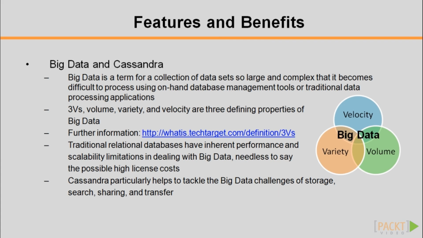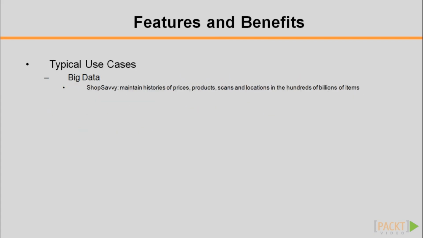Okay, we've seen so many features and benefits. Let's look at some of its real-life use cases. Cassandra is perfect for big data applications, especially in dealing with real-time operational data. For example, ShopSavvy, a mobile app for shopping and price comparisons, uses Cassandra to maintain histories of price, products, scans, and locations in the hundreds of billions of items. Capacity on that scale is certainly overwhelming for relational databases.